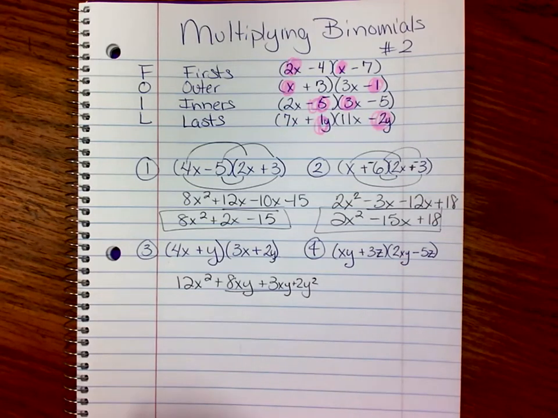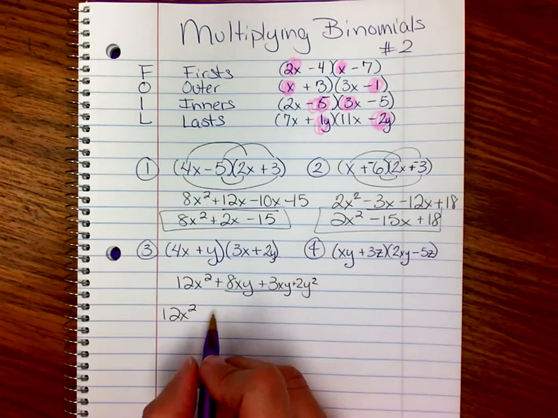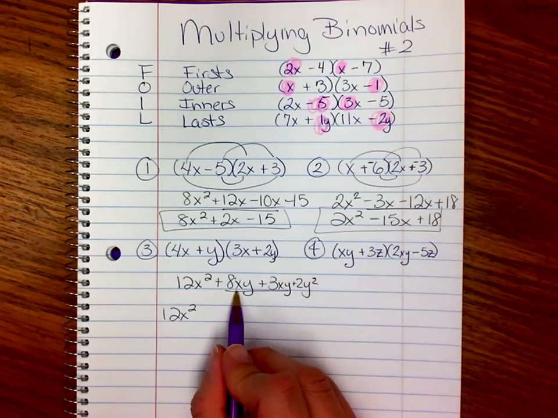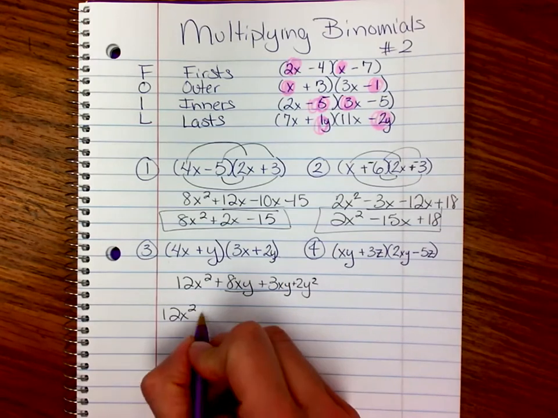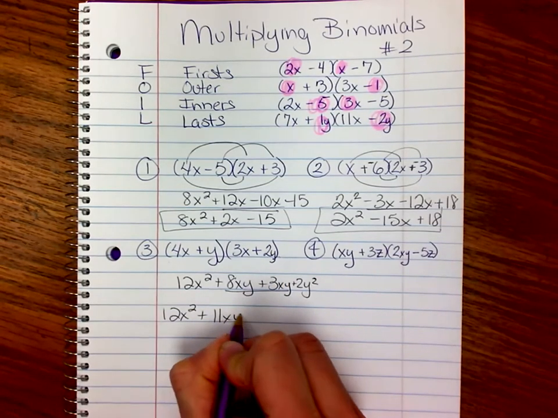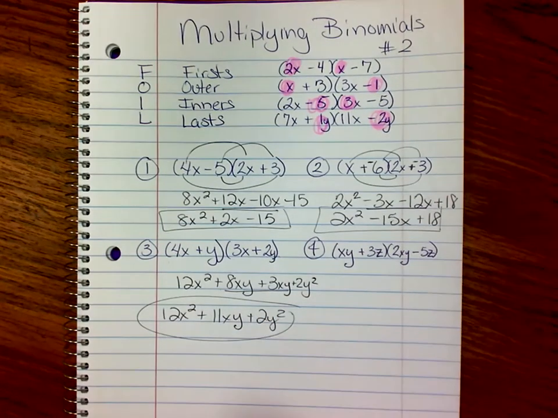And so, again, these ones are combinable. When you're starting out multiplying binomials, a lot of times they make ones where the outers and inners are combinable. It doesn't mean that it's always that way, but it is a lot of times. So when we combine those, we get a plus 8xy and a plus 3xy. Since they're both xy's, we can combine them, and we get 11xy plus 2y squared. And that's our answer there.